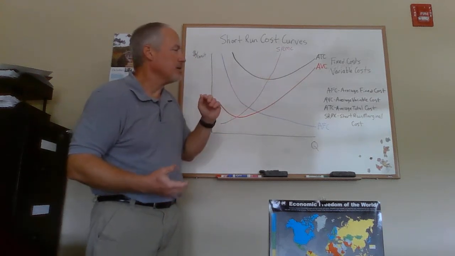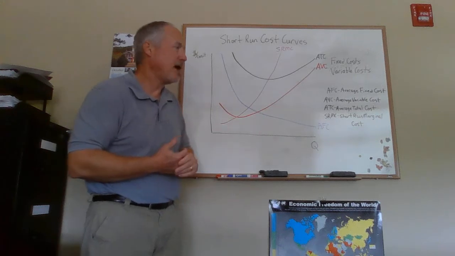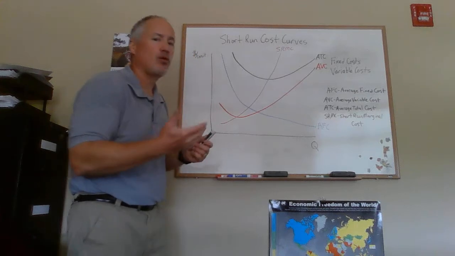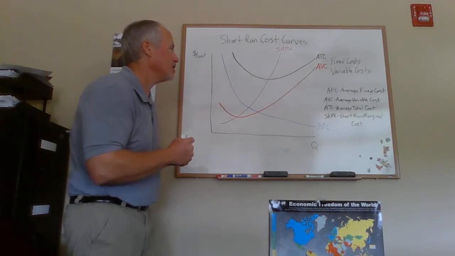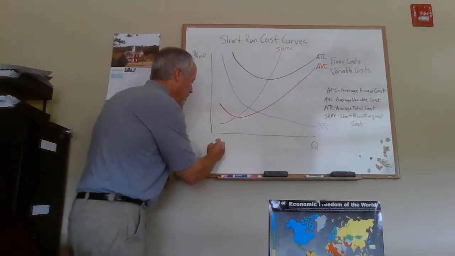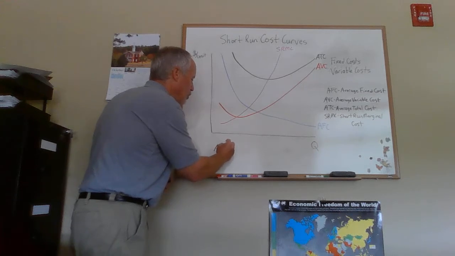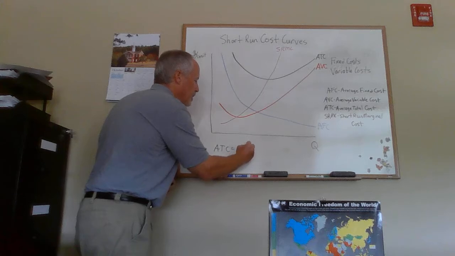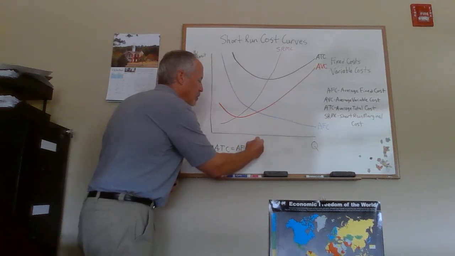Now, the next curve is in black. That's the average total cost curve. Average total costs are the sum of fixed costs and variable costs. Or another thing we'll have in here is that the average total cost must equal the average fixed cost plus the average variable cost.